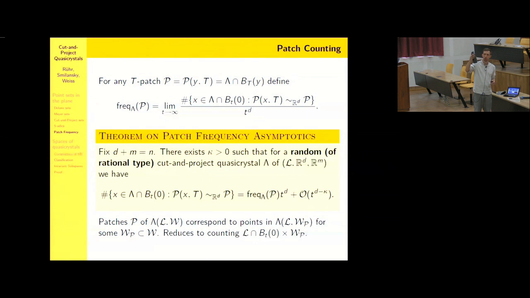No, so we restrict to the quantum project. What if you have some weird Z whose volume goes to infinity, but there's no patch inside? The frequency will be 0.